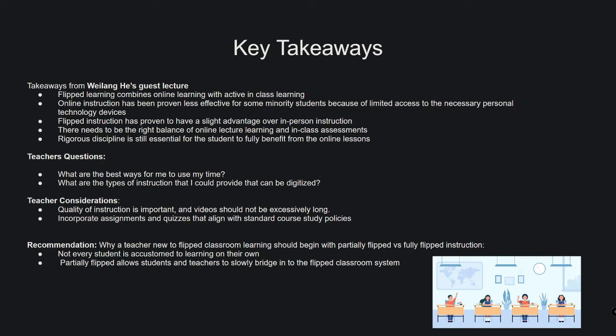He argues that in order for flipped learning to work, rigorous discipline is still essential for the student to fully benefit from the online lessons. On the teacher's side, teachers should ask the question of, what are the best ways for me to use my time? And what types of instruction can I provide that can be digitized? Wei-Long He recommends that teachers new to flipped classroom learning should begin with partially flipped instruction, as partially flipped allows students and teachers to slowly bridge into the flipped classroom system as a whole.